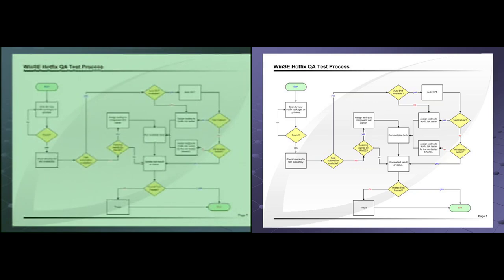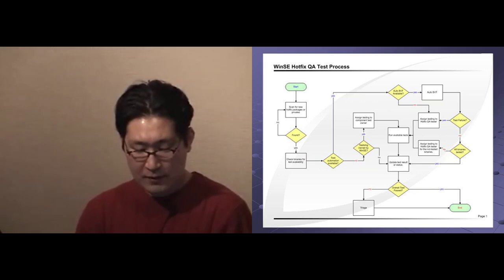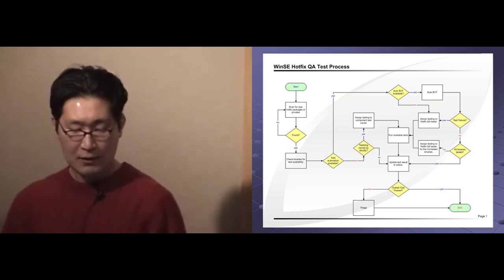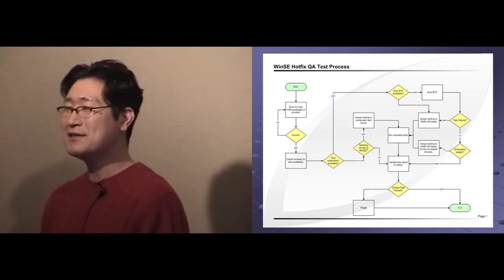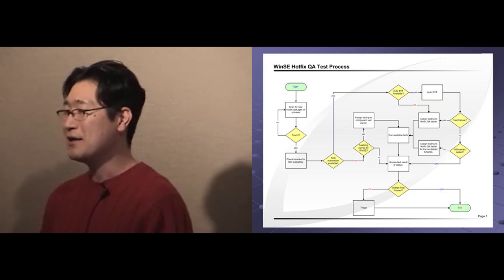If the package cannot go through the auto BBT process, our testers for our project run those tests manually. They set up the test machine manually, select the required test, run the test, and update the result afterward. So this is our test process. Any questions so far? Am I going too fast?